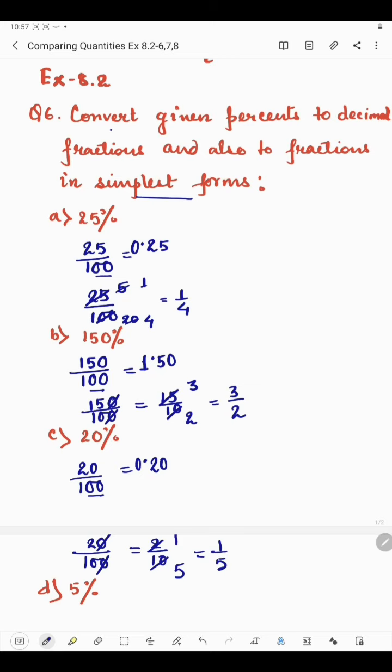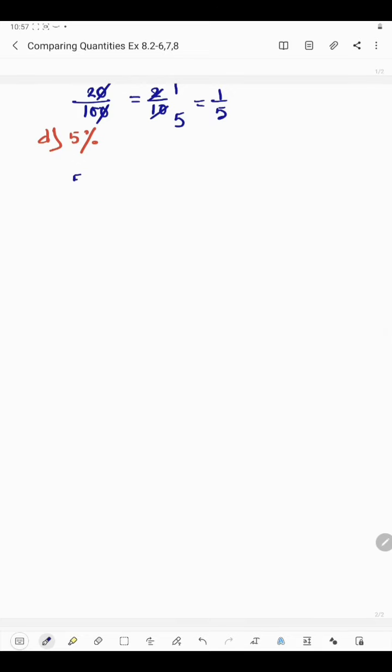Okay, now in the D part we have 5%. So 5% can be written as 5 by 100. So we will have to put the decimal here. 2 zeros, but 2 places are not there. So 1, 2, we will have to put the 0 to make 2 places. So it's 0.05. Now we will convert this fraction into simplest form. Both 5 and 100 are divisible by 5, because 5 1s are 5, 5 20s are 100. So 1 by 20 is the simplest form. So this way we will have to do number 6.